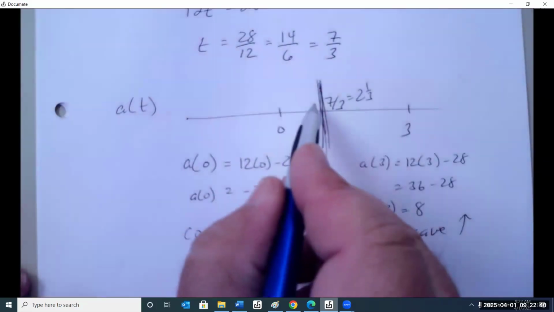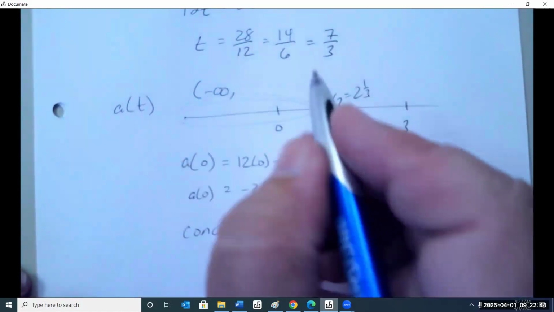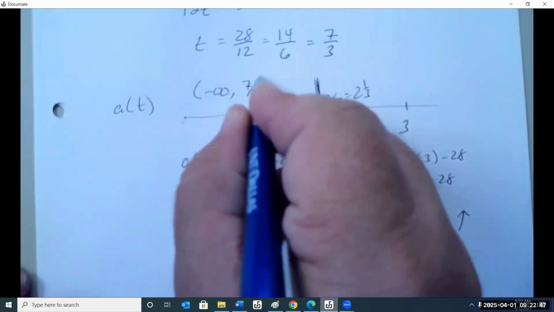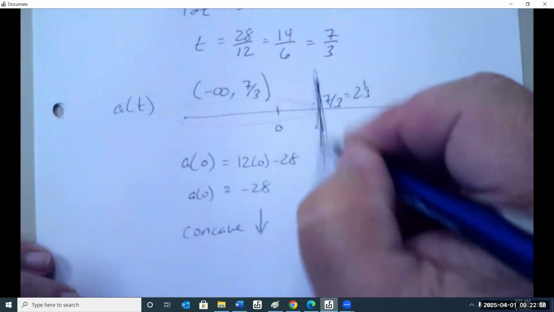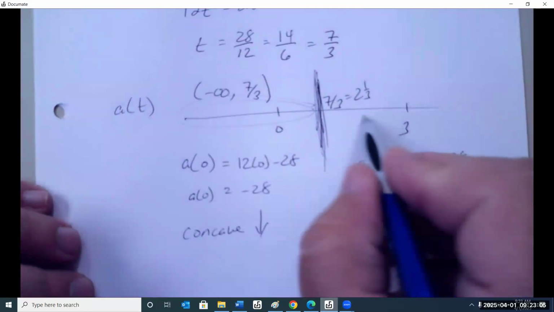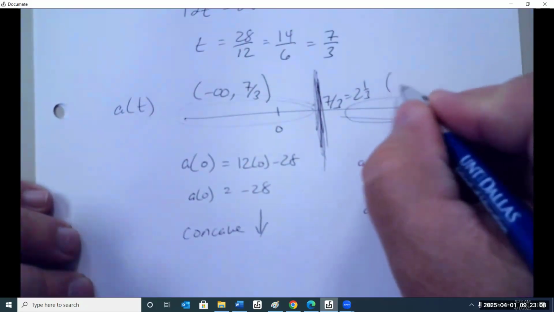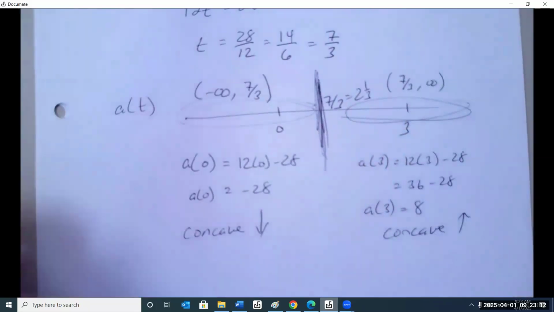So what's really happening in this interval here, from negative infinity to 7/3? Acceleration's going down. It's decelerating. What happens at 7/3? It changes direction. The acceleration changes. Because now from 7/3 to positive infinity, it begins to accelerate again.